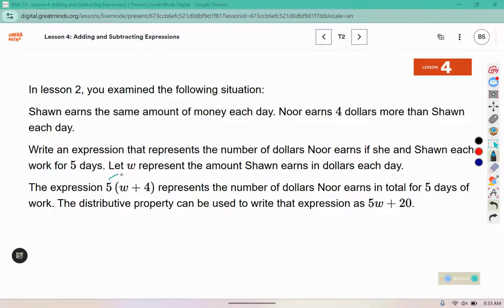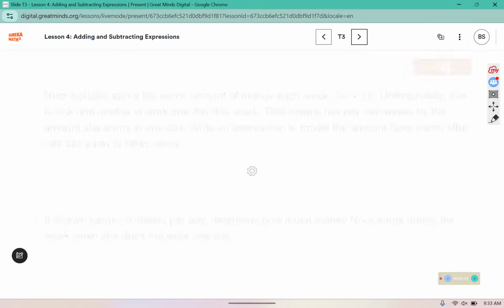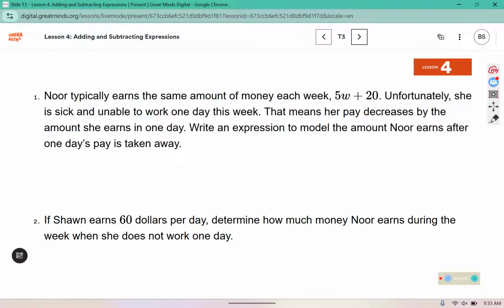Remember the distributive property, we multiply that number on the outside into the parentheses. Noor typically earns the same amount of money each week, so 5W plus 20. Unfortunately, she is sick and unable to work 1 day this week. That means her pay decreases by the amount she earns in 1 day. Write an expression to model the amount Noor earns after 1 day's pay is taken away. So she had 5W plus 20, but then they're going to take away W plus 4.